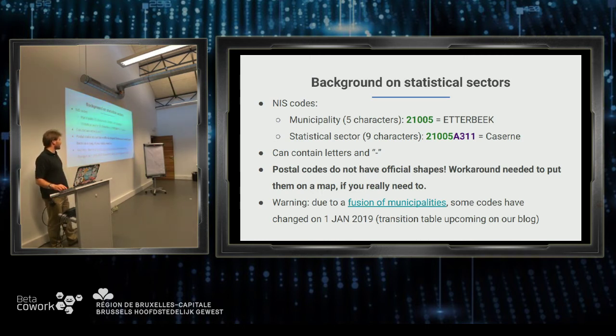And also, again, a Belgian thing: on the 1st of January 2019, there was a fusion of a bunch of municipalities in Flanders. So they changed some codes, they changed some street names, and they also changed some codes in Wallonia, even though there was no merging of municipalities. Who knows why? But anyway, be aware that these things are not set in stone. They change over time, very rarely, but it just happened in January.